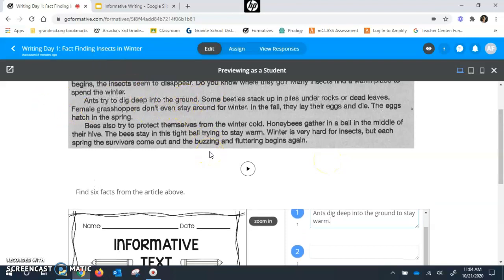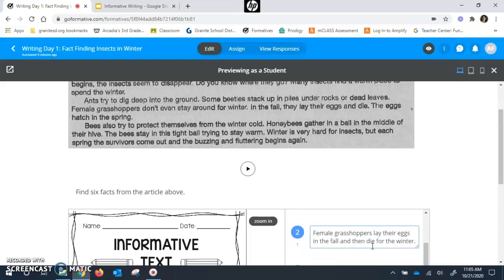I'm only going to give you a couple or one more. You guys can find the rest, but look how I put it into my own words. So I could put these 2 sentences together about the female grasshoppers. I could say female grasshoppers lay their eggs in the fall and then die for the winter. That's a fact about the female grasshopper. So I took those 2 sentences and I put them into my own words, but still giving myself the fact or the information that I need.